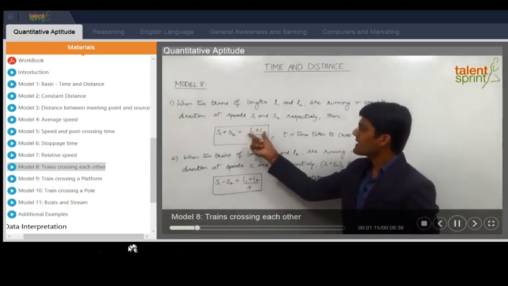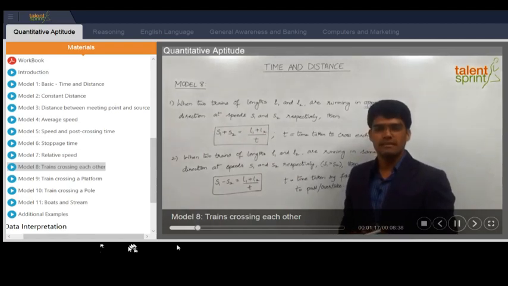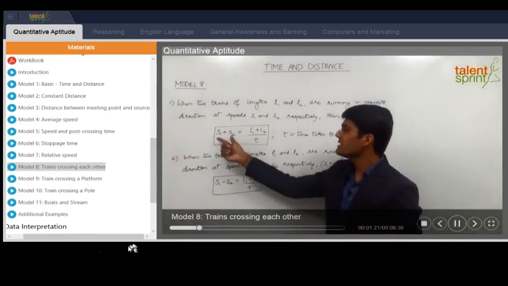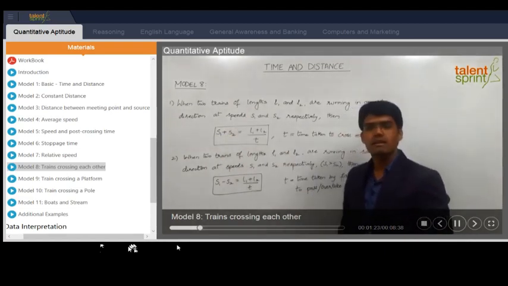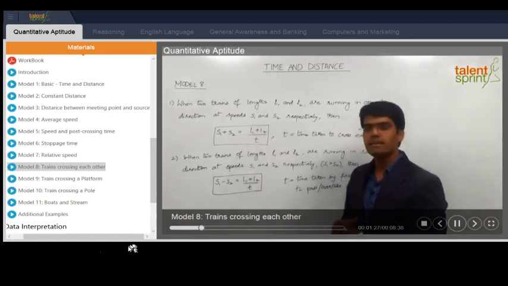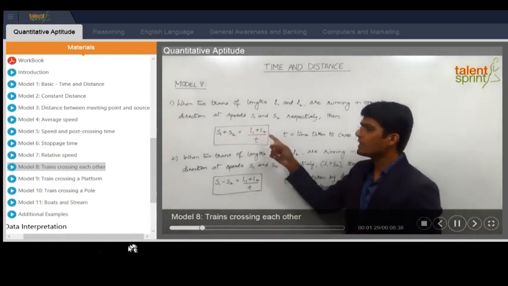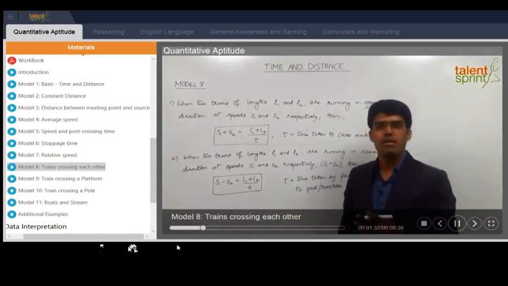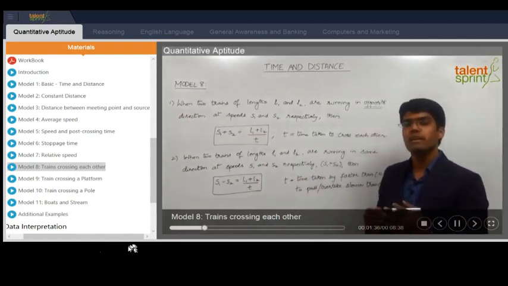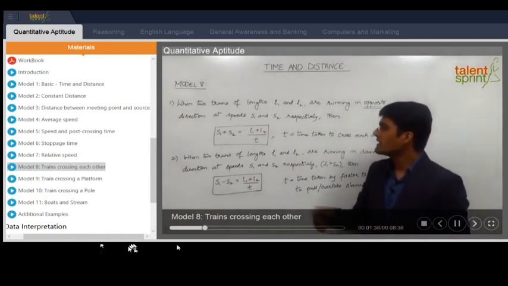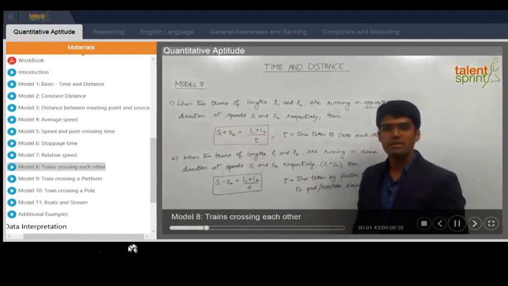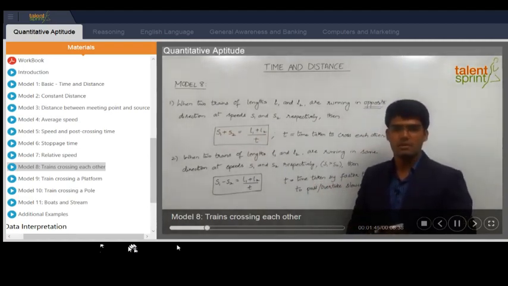This distance to be travelled is nothing but sum of their lengths, that is L1 plus L2 divided by time. So this is the basic equation when two trains are running in opposite direction. That is S1 plus S2 equals (L1 plus L2) by T, where S1, S2, L1 and L2 are the speeds and lengths of the first and the second trains respectively, and T is the time taken by the two trains to cross each other. So with the help of this equation, we can find out any one of these 5 variables when the remaining 4 variables are given to us.